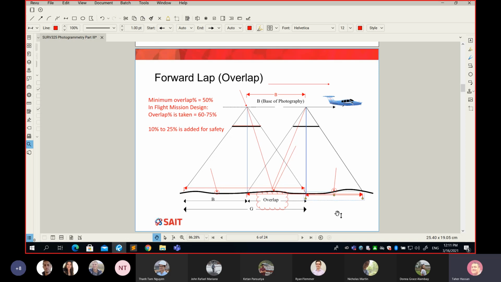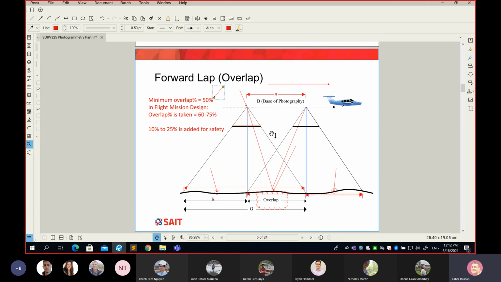Now I'm asking you, what do you think about the overlap percentage? If we divide the overlap distance here by the coverage G, and I'm asking you to see every point in my project in at least two photos, what is the minimum overlap? Is it 20%, 30%? How much? 50%. You can see simply if I'm able to maintain a 50% overlap between one image and the next image, my entire area will be covered by at least two photos. And that's why my minimum overlap is 50%.